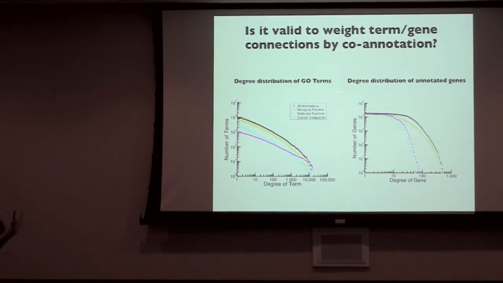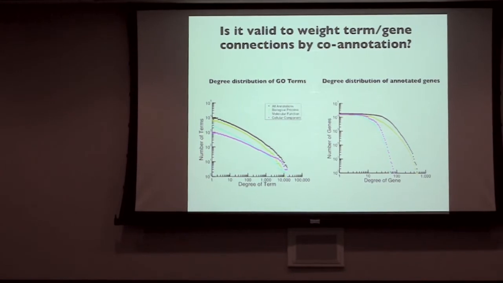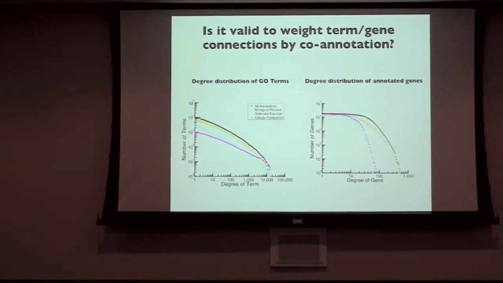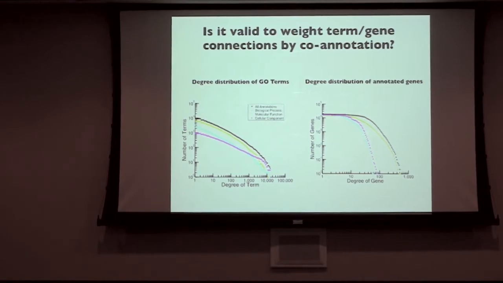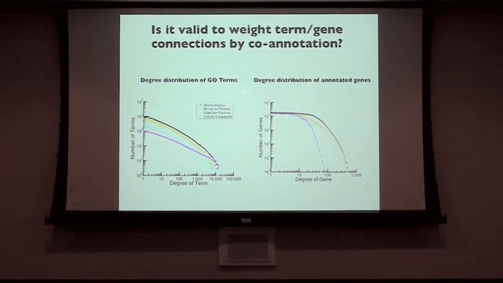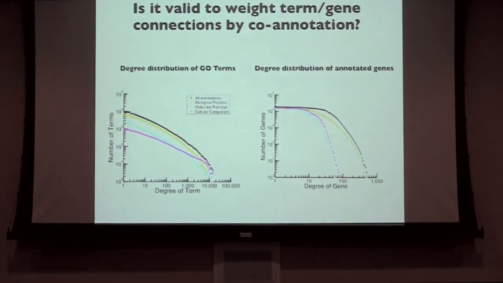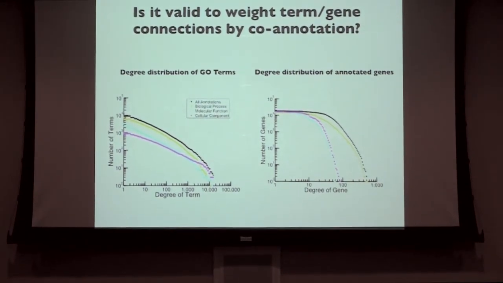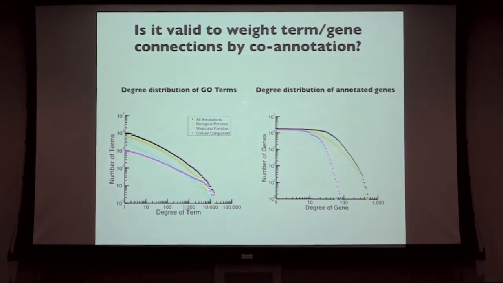And so, in order to think about this, one thing we might want to look at is the degree distribution of the terms and the degree distribution of the genes. So this is the number of connections, or the number of annotations to the terms, and this is the number of terms, this is a cumulative distribution. This is the number of terms that have this number of annotations or greater. And so you see, it's a very heavy-tailed distribution.